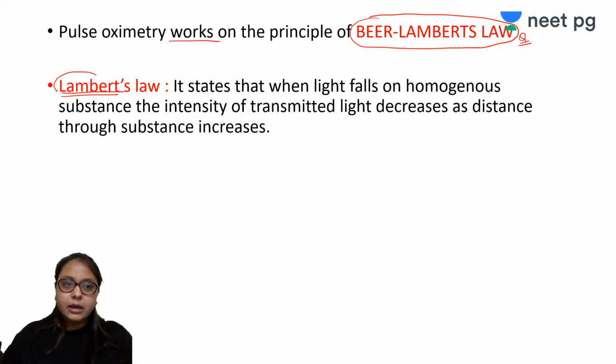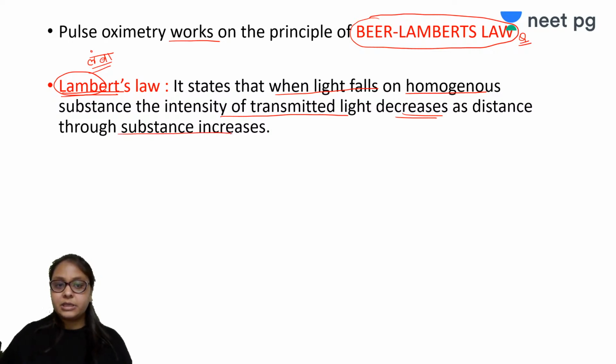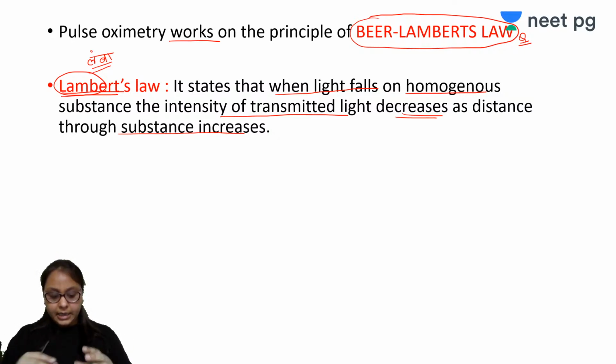लैम्बर्ट, ठीक है, लंबा. ओके, तो लैम्बर्ट्स लंबा ऐसे याद रखना. इसका मतलब ये होता है, it states that when light falls on a homogeneous substance, the intensity of transmitted light decreases as distance through the substance increases. मतलब जितना लंबा पाथ होगा, okay, but it is homogeneous. एक स्ट्रक्चर है जो छोटा है, ठीक है, एक स्ट्रक्चर है जो बड़ा है, तो लंबा स्ट्रक्चर है. ठीक है, तो लंबे स्ट्रक्चर में there will be more absorbance of the light. Okay, therefore the transmitted light will be less.